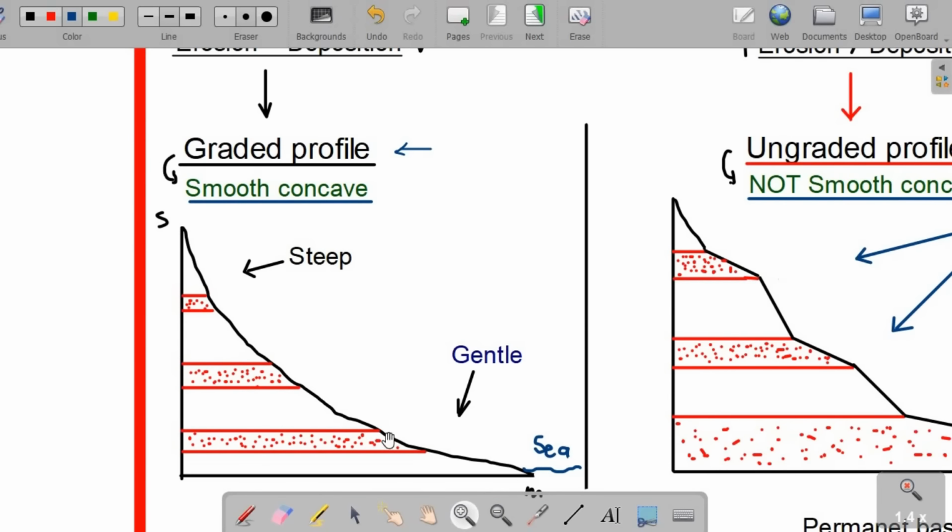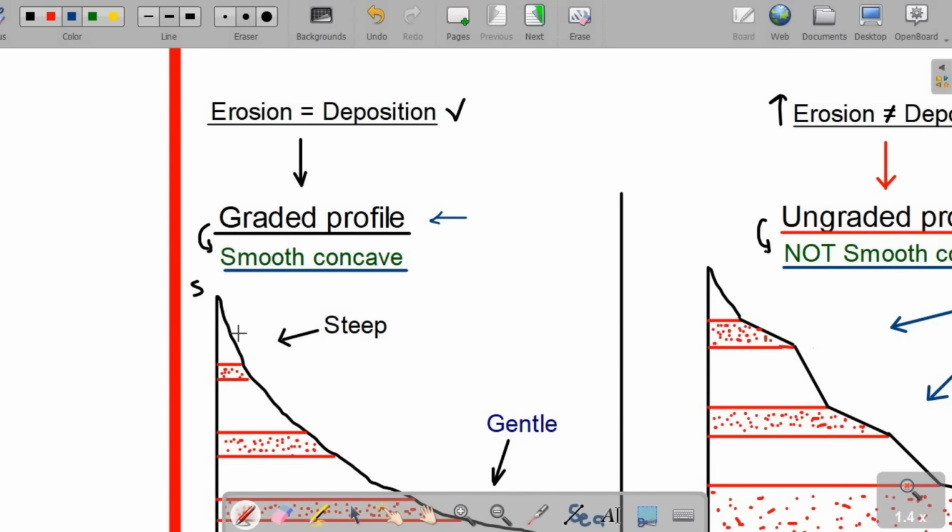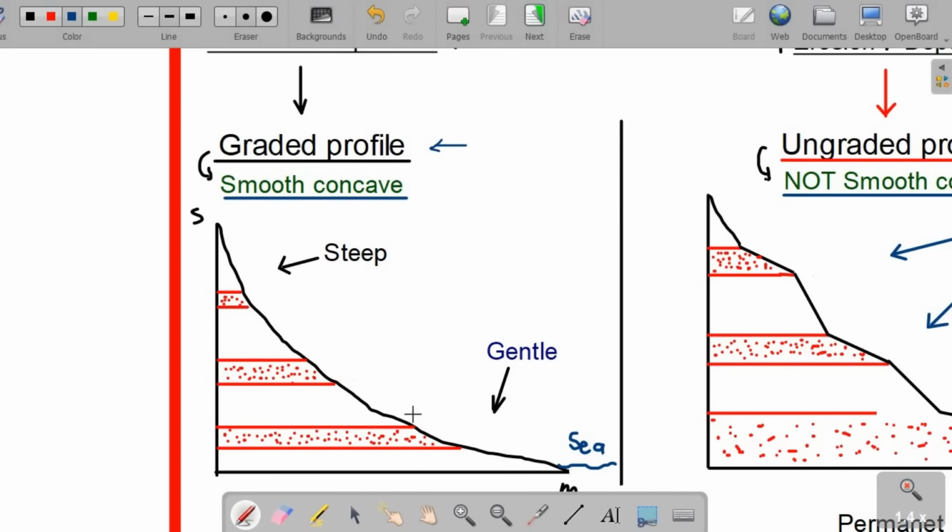Okay, so all this means is that whatever is being removed here, and the speed at which it is being removed, it gets deposited over there, right? So if I'm going to remove any material here, it should be deposited. Not more deposition, but again, that's the balance. Whatever I've removed here via erosion is going to be deposited over there. So that's how I maintain that smooth concave profile.